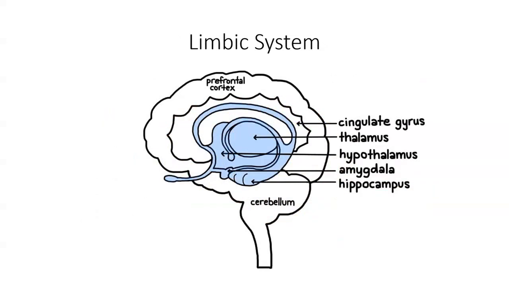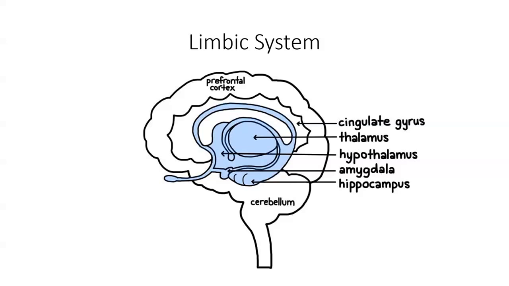Two other structures or groups of structures that I also wanted to make note of, but are not strictly found within only the cerebrum, are the limbic system and the basal ganglia, or the basal nuclei. The limbic system is a set of structures within the brain that sit on both sides of the thalamus, so right under the cerebrum. It's not a separate structure, but a collection of structures from the cerebrum, the diencephalon, and the midbrain.